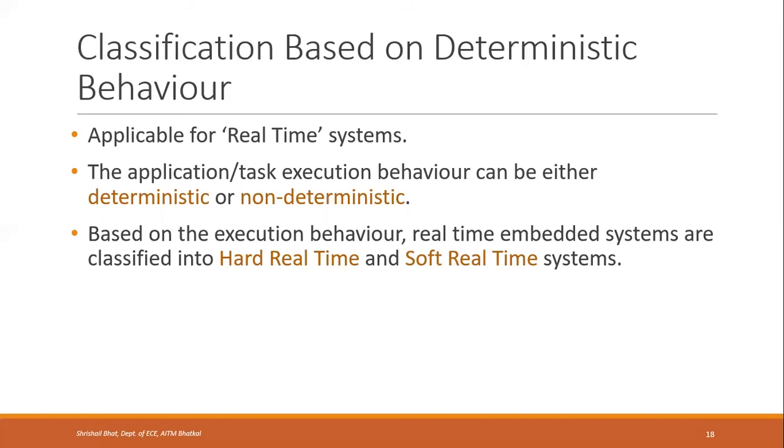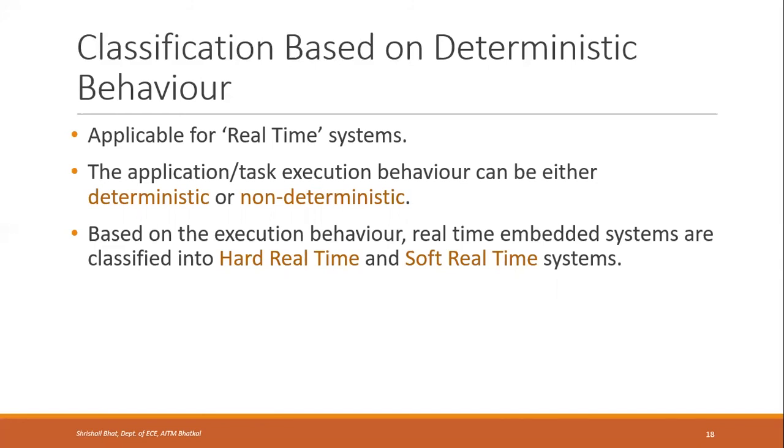Hard real-time are the systems where the timing response is very, very critical and it cannot miss a deadline at any time. Whereas soft real-time systems are also very time critical, but if there is a small miss in the deadline, or if there is a very small delay, it can be tolerated.